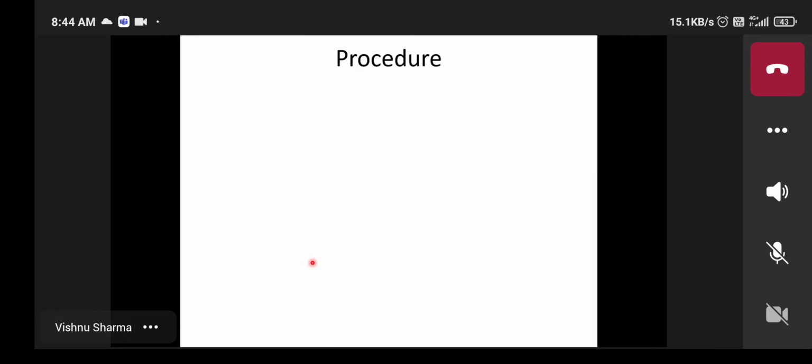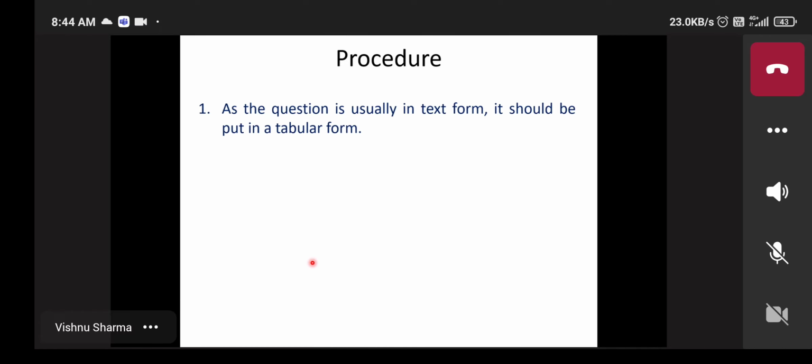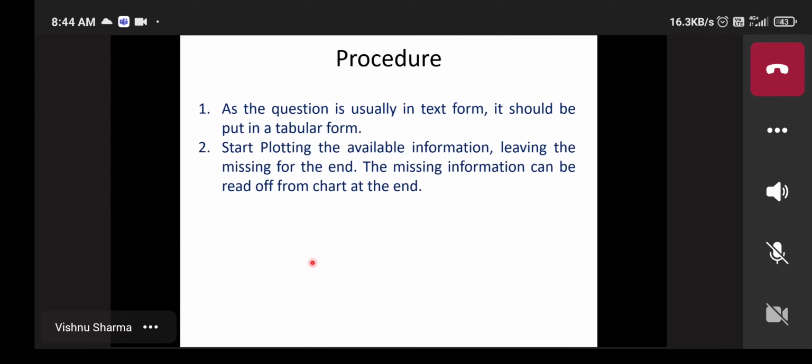Now you see, what you do, the question will be given in running text. You first make a table. You remember the day's work where the question was given in running text and you made a table for the day's work. You remember that, beta? Yes, sir. Exactly the same way, make the table which suits the information given. As the question is usually in text form, it should first be converted into a tabular form for easy working. Whatever is given, you document in the table. Whatever is to be found, you put a question mark there. And then you start plotting from whatever information is available. And whatever is missing, you just leave it. This will be found right at the end of the plot.